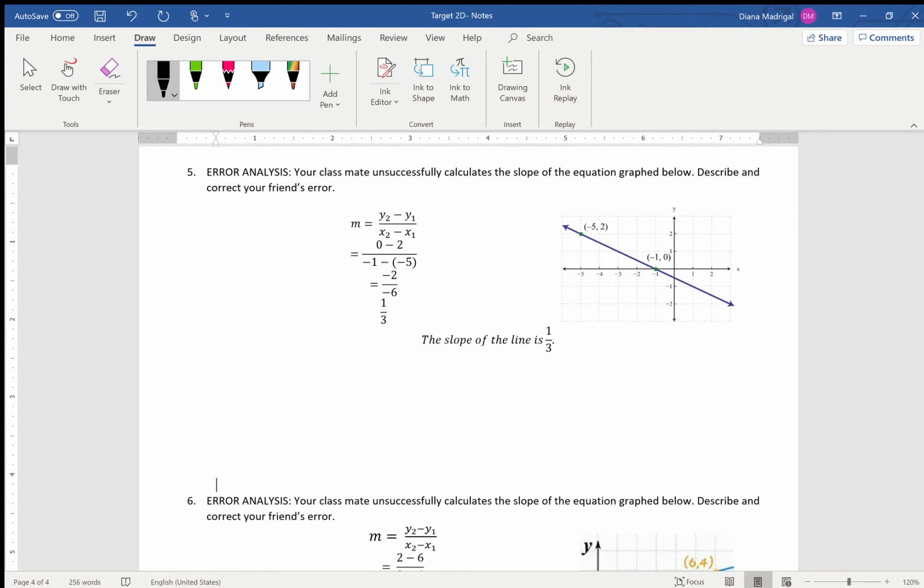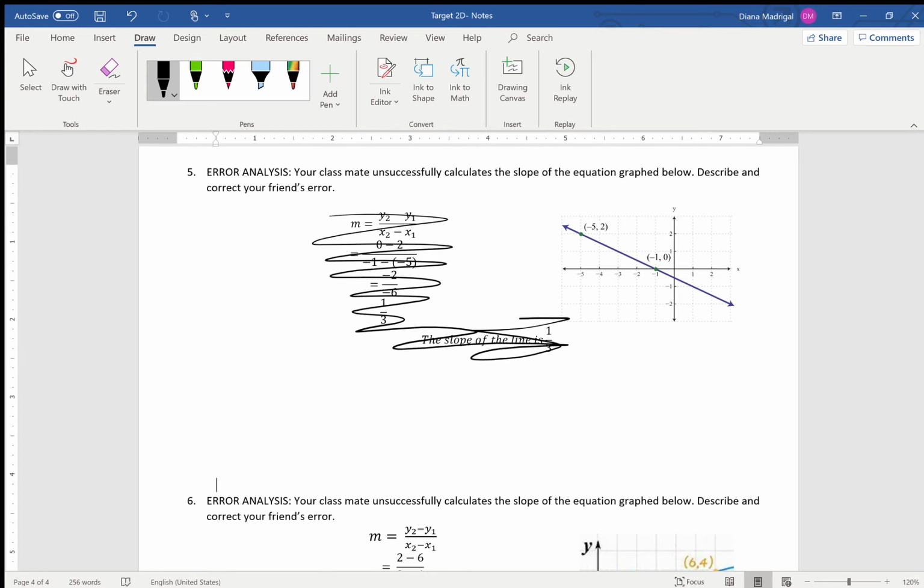Okay, so let's read the problem. It says, your classmate unsuccessfully calculated the slope of the equation graph below. Describe and correct your friend's error. Okay, this is what your friend did, right? Pretend like this is not there. Gonna pretend like this is not here. Obviously, they solved for the slope, okay?